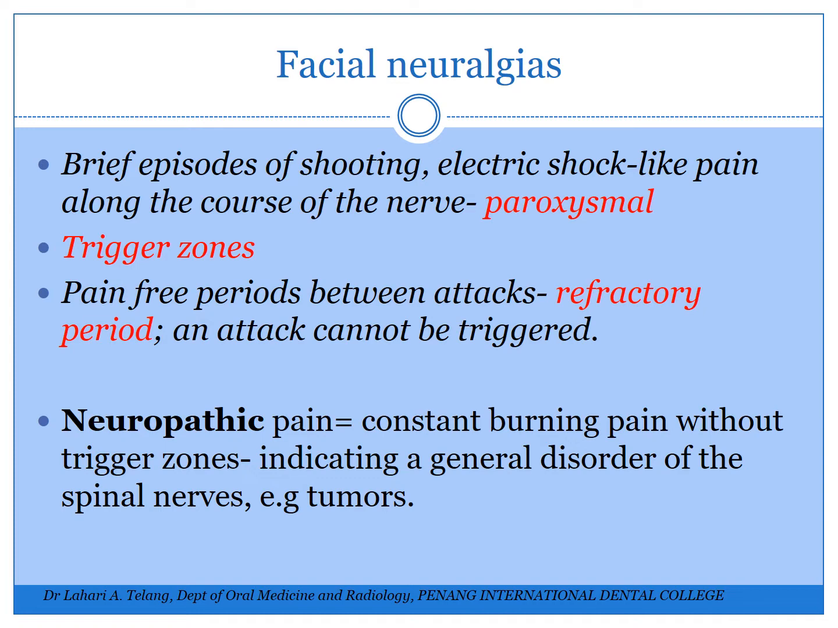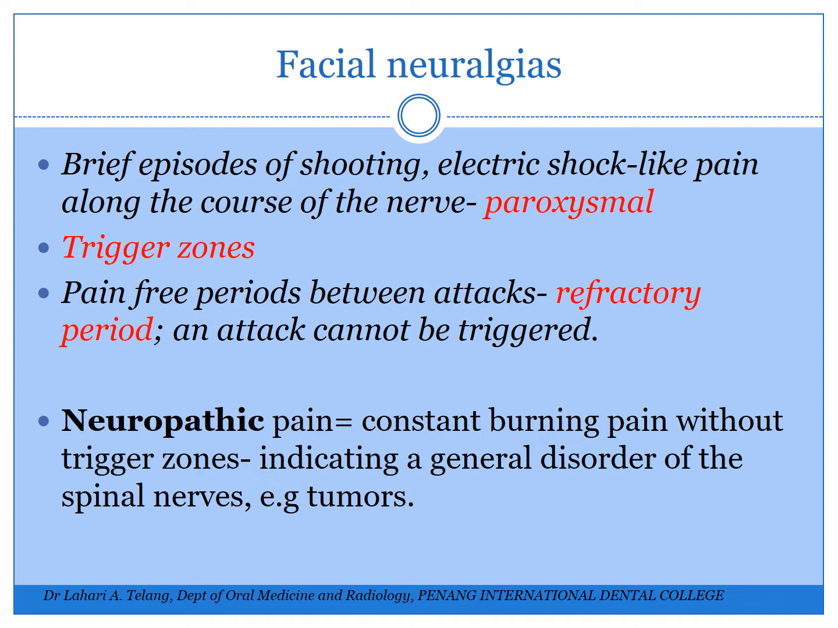Also, patient has trigger zones. That means there are particular areas along the course of the nerve which when touched or come under pressure trigger the pain. There are pain free periods between the attacks, and these are called refractory periods. During these refractory periods, even if you touch the trigger zone, the attack cannot be triggered.